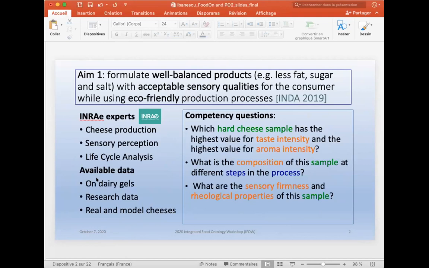I hope it's okay. So the slide was to present one of our projects that gave the idea to do what we have done in the project. And what is interesting here is that we have competencies and questions that need to explore data for very different domains in cheese production, sensory perception and life cycle analysis.